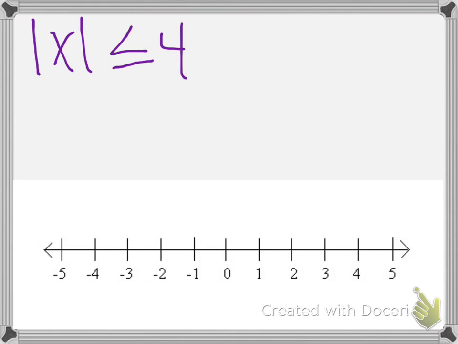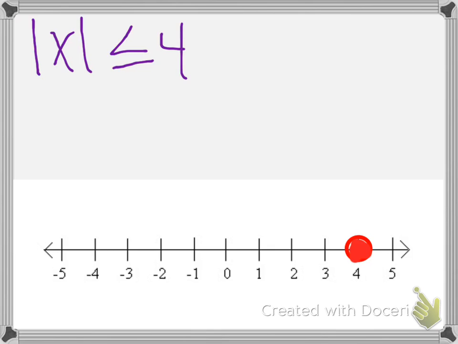So let's take this next example. The absolute value of x is less than or equal to 4. So what I'm looking for here is all the numbers whose distance from 0 is smaller than 4 or actually equal to 4. So let's go ahead and recall that when we have less than or equal to, on the graph we get closed circles. So I'm going to make sure that I fill in a closed circle at 4 because we're including 4 in this, that it's 4 places away.